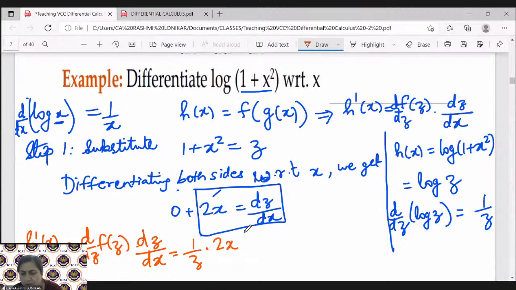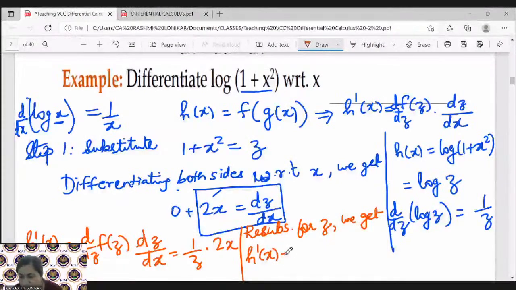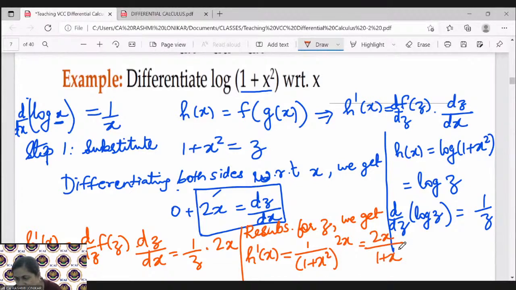Now what do I do? I resubstitute. Resubstituting for z, we get, what is z? Z is 1 plus x square. I get h dash of x is equal to, instead of 1 upon z, what will I write? 1 upon 1 plus x square and 2x. Okay. So the answer is 2x upon 1 plus x square.